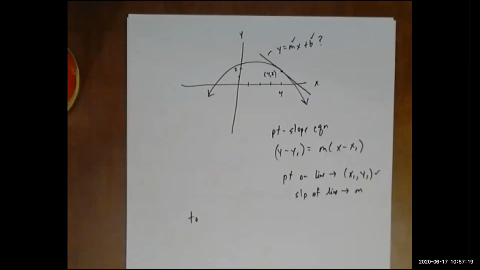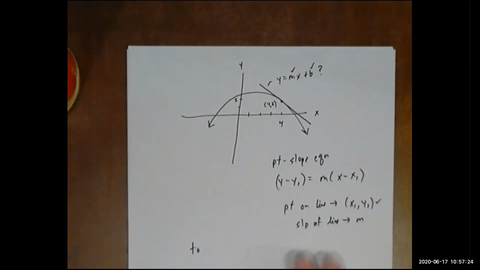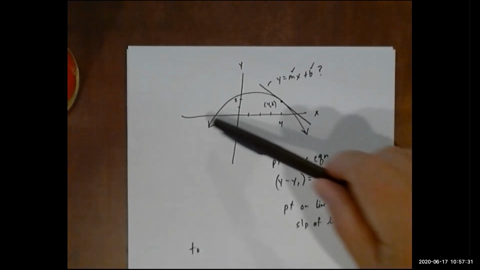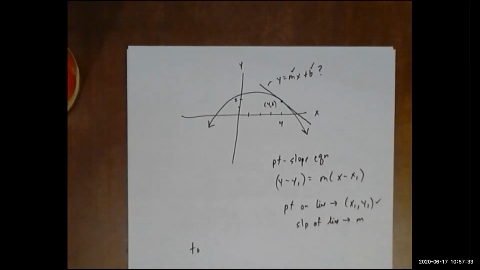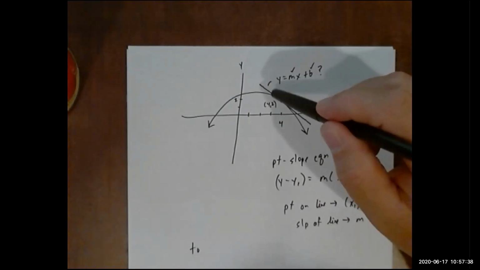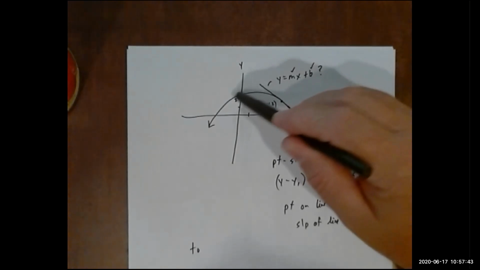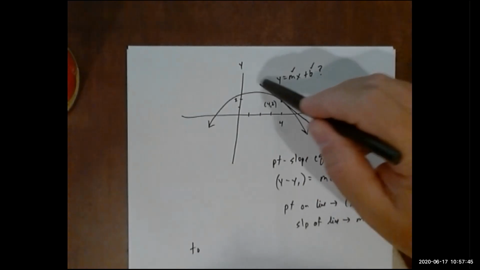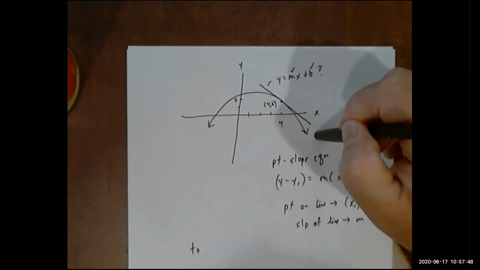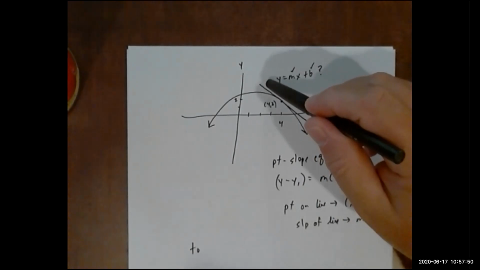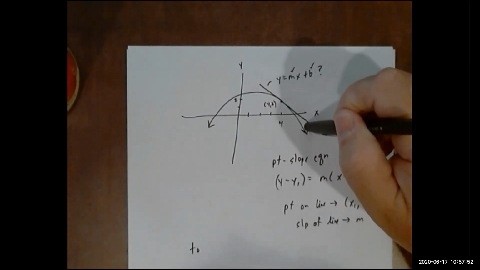So let me describe what's going on. I've already started a little description here. Here I just drew a random graph, and I decided, okay, at the point where x is 4 and y is 2 on the graph, I'm going to draw my tangent line. And what I really want is the equation of this tangent line.